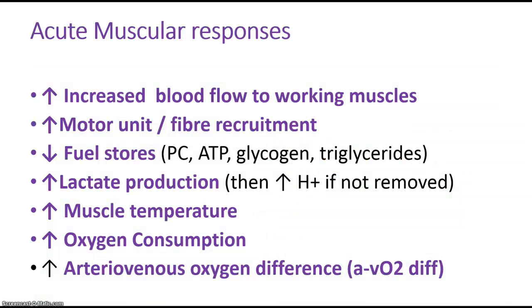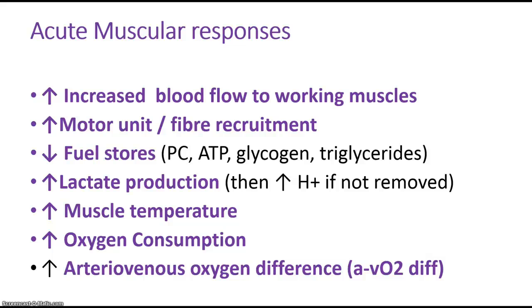Okay, acute muscular responses. So we're getting to the last parts of this slide here. Getting an increased blood flow to the working muscles, so we need more blood there. We're able to increase the motor unit and fiber recruitment, which just means you can contract your muscles with more force and a greater number of times when required. The fuel stores which we're using in the muscle, you've got some stored ATP and PC, that's going to be decreasing. We're going to increase the lactate production, which of course is related to hydrogen ions, which is the bad guy. Your muscle temperature is going to increase. You're going to increase the oxygen consumption of the muscle.